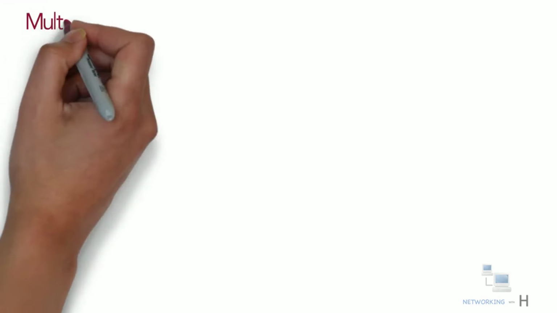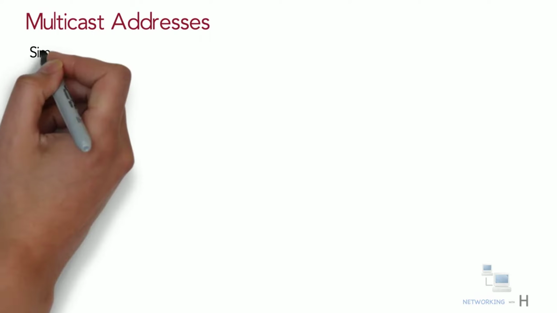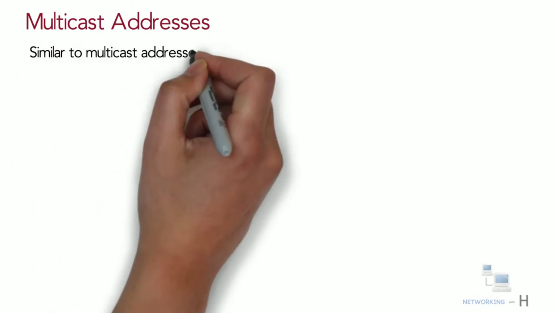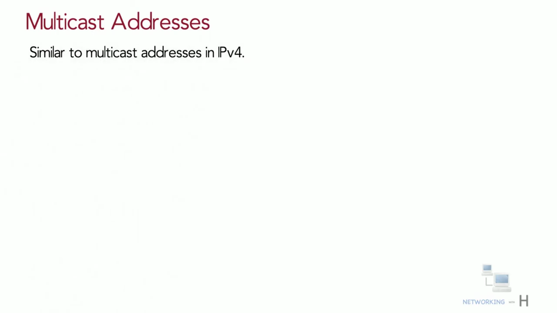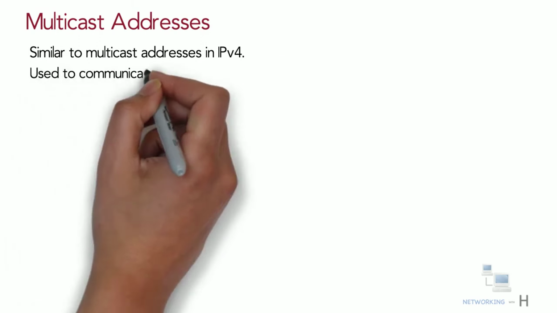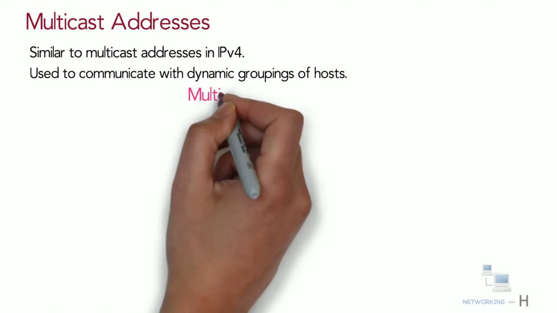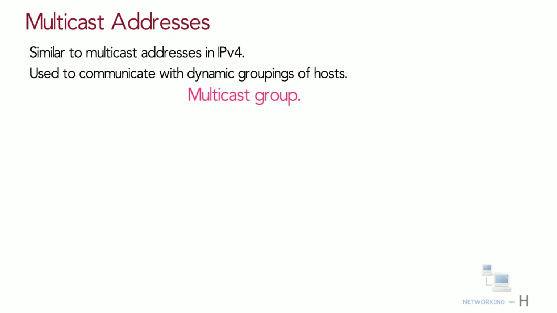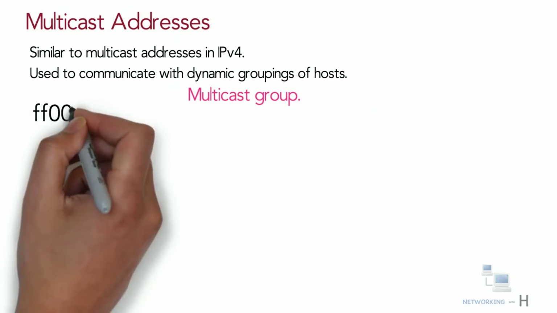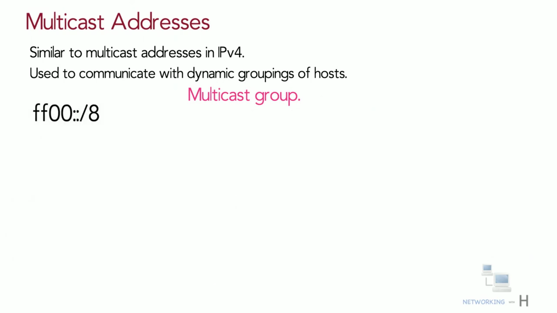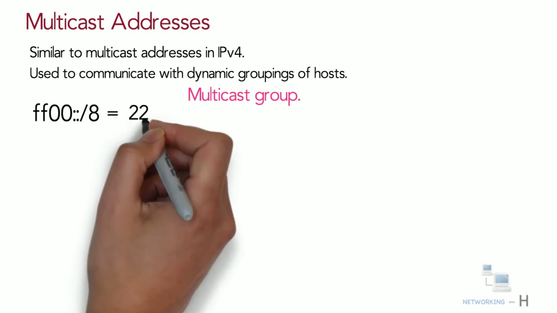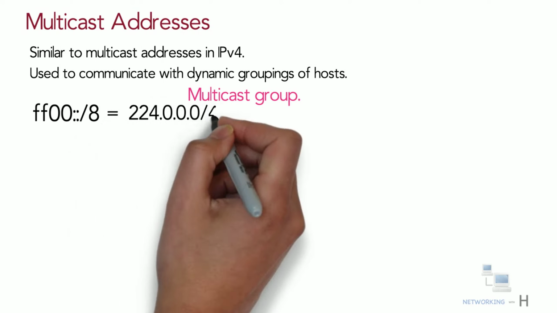The next category or type of address we have is multicast addresses in IPv6, which are similar to multicast addresses in IPv4. They are used to communicate with dynamic groupings of hosts. An IPv6 multicast address defines a group of devices known as a multicast group. IPv6 multicast addresses use the prefix FF00::/8, which is equivalent to the IPv4 multicast address 224.0.0.0/4.